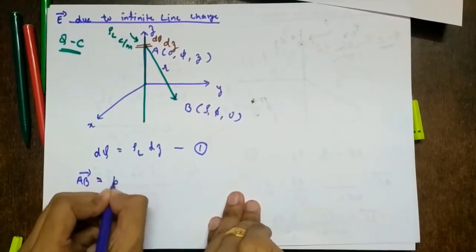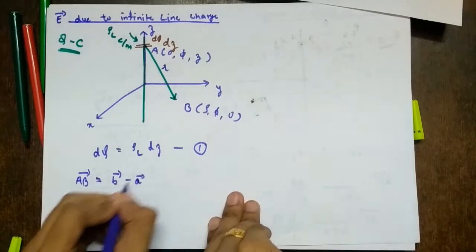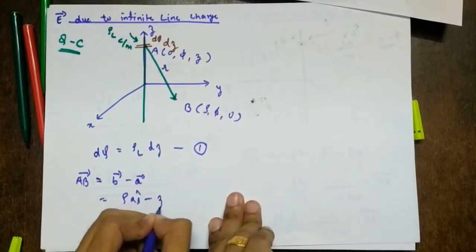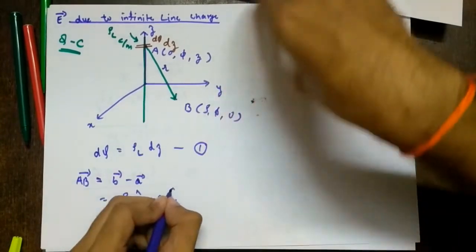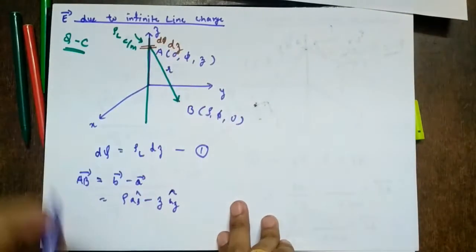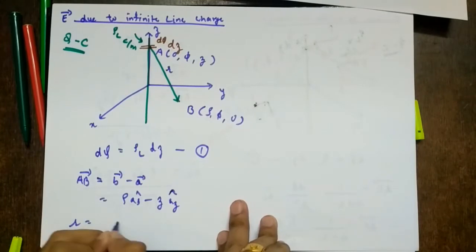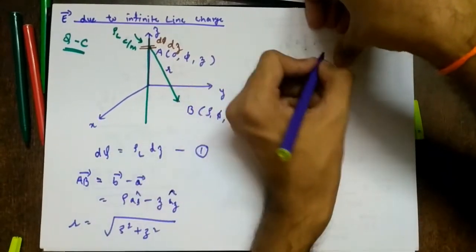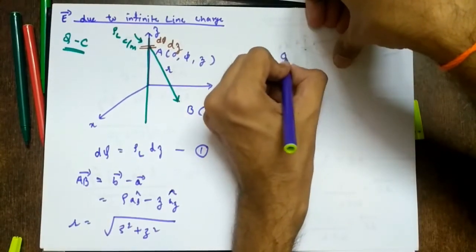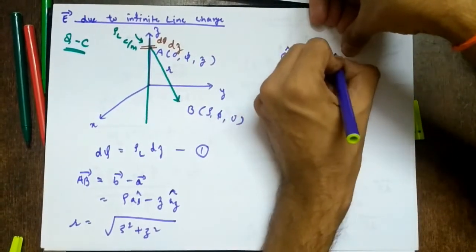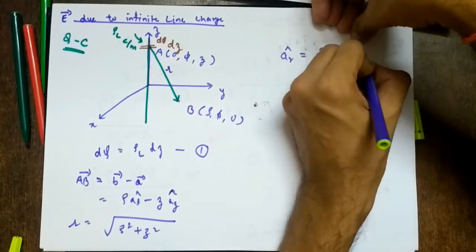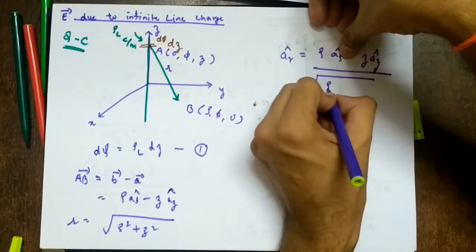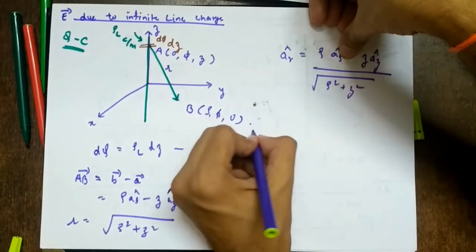It is what? B vector minus A vector. So rho minus 0 will give rho a rho cap, minus, if you calculate, z a z cap, because phi will get cancelled. So what will be r? Magnitude of AB vector. So square root of rho square plus z square. Then what do we require? AR cap also. AR cap will be AB vector, so rho a rho cap minus z a z cap, upon magnitude of AB vector, square root of rho square plus z square.